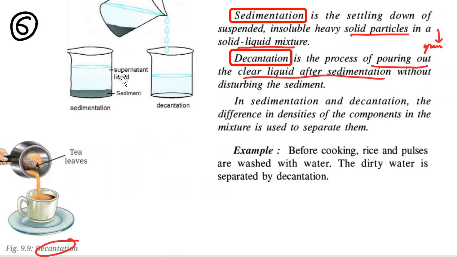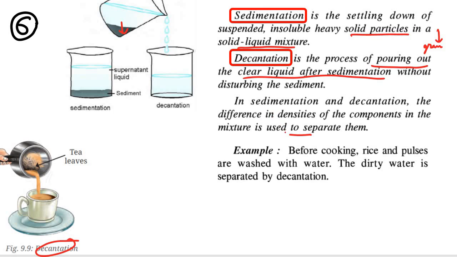See here, this is liquid along, and after some time you see a sediment is formed because the heavier particles have settled down at the bottom, and then we just pour out the clear liquid at the top, which are the lighter ones. Now, in sedimentation and decantation, the difference in the densities of the components in the mixture is used. Okay, you see we have separated here the lighter or the less dense mixture component, and the denser one is forming the sediment at the bottom.